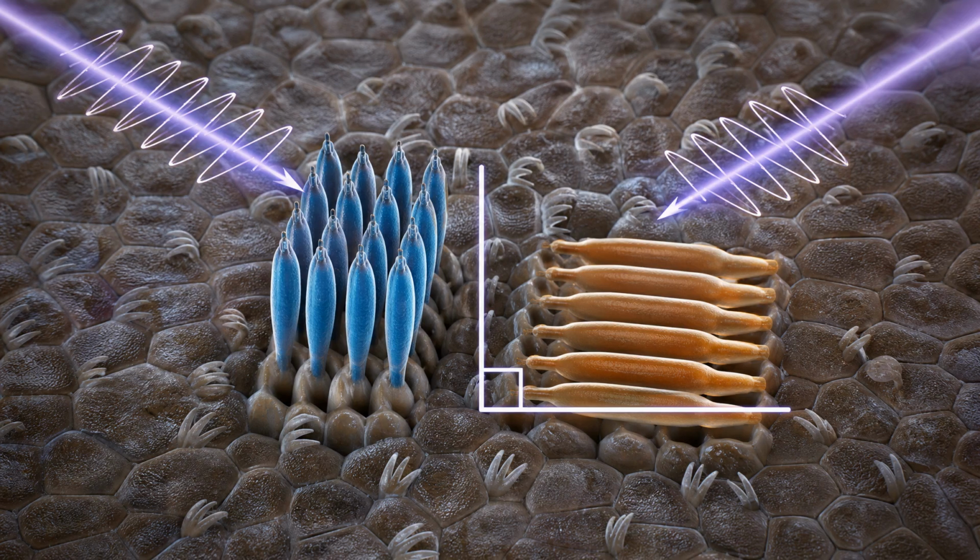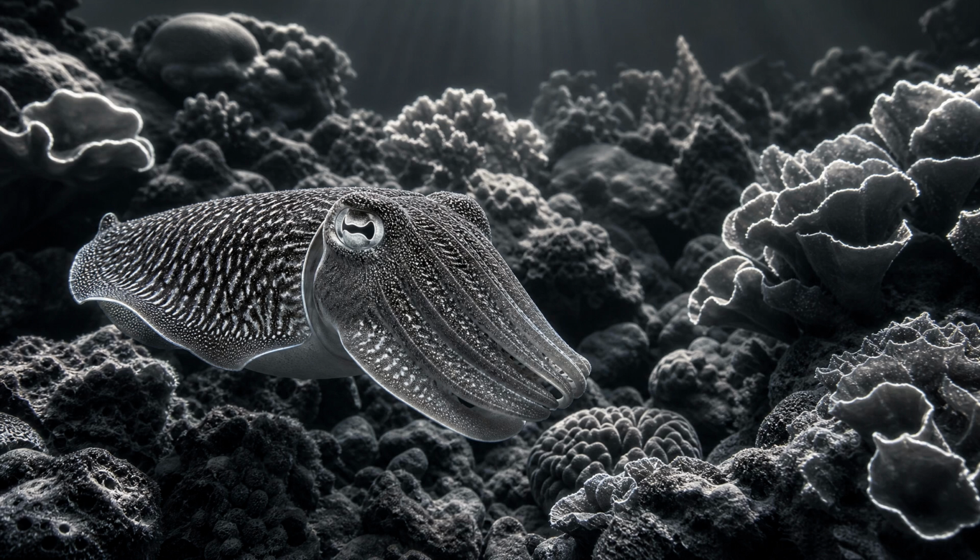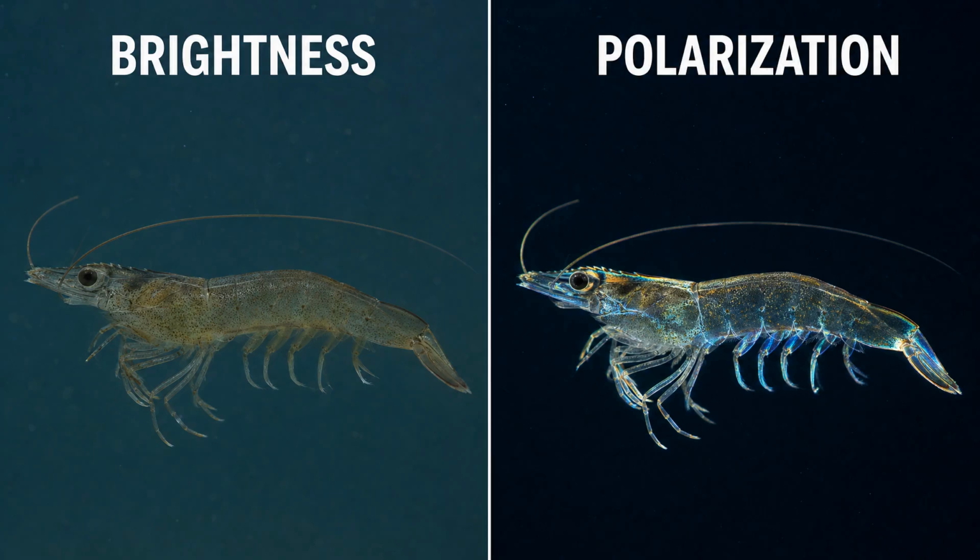Neighboring receptors are arranged at roughly right angles to one another, creating channels tuned to different directions of linear polarization. Cuttlefish do not appear to have conventional color vision, yet their visual world is not necessarily less detailed. Polarization adds a separate source of contrast.